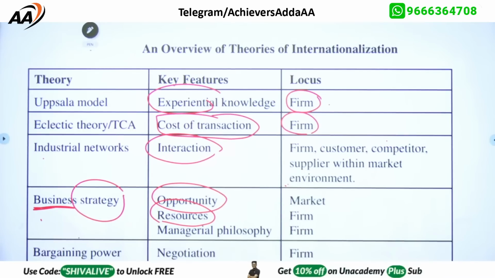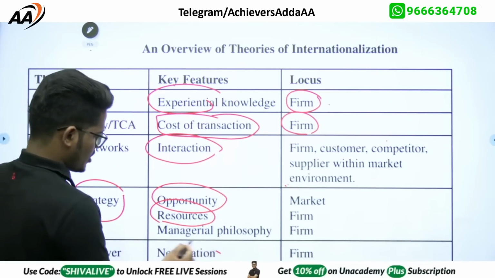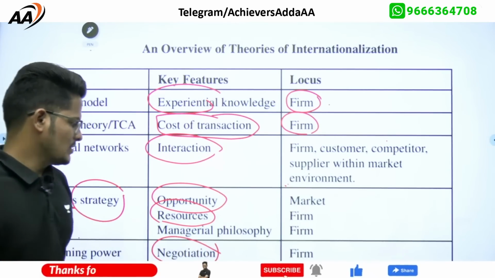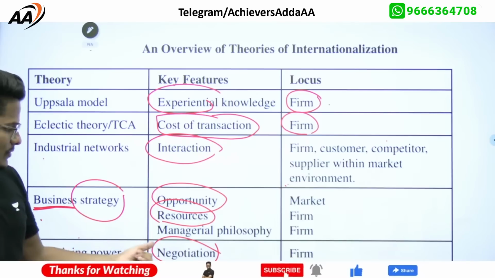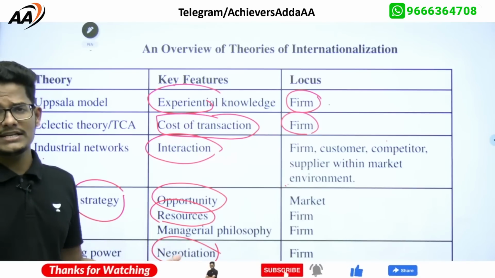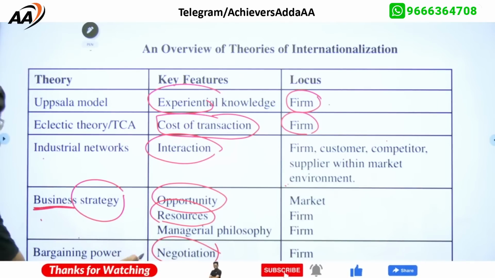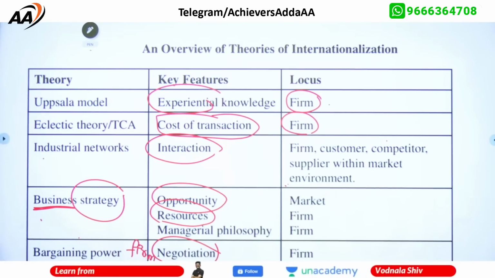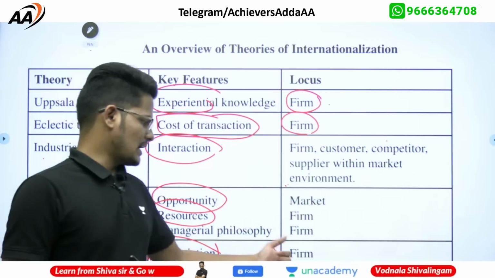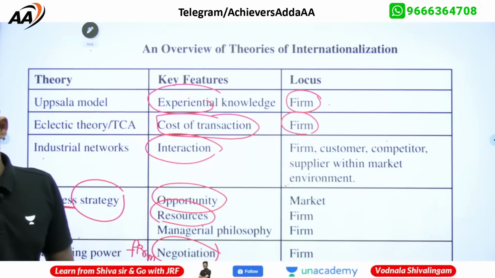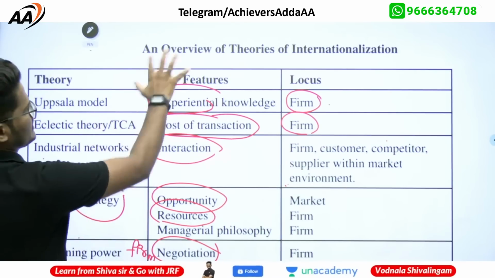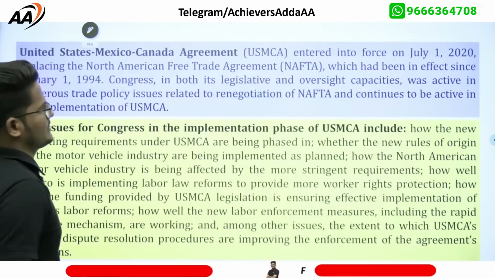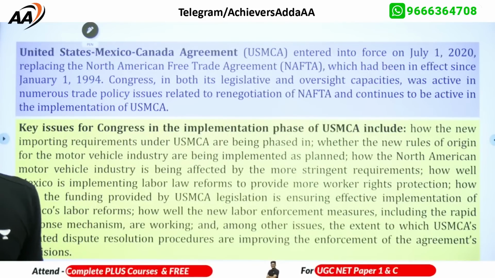Right. Next, the bargaining power theory is based on negotiation. How much are you able to bargain? This is not about the customers' bargaining, this is bargaining about the firm: how much capacity you have to enter into that country to start your production or to start your international business. This is simply an overview of international theories.